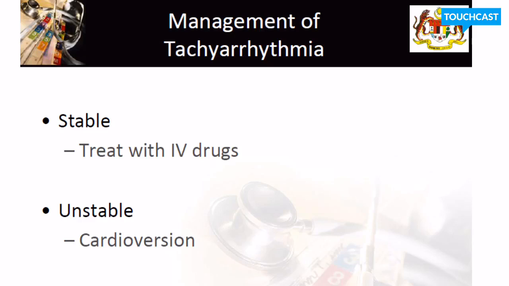If stable, then you may treat with drugs. For example, SVT, you treat with adenosine first line, but if the patient has a contraindication to adenosine, such as asthma, then you need to go with verapamil. In a patient with fast AF, if the patient has concomitant heart failure, digoxin might help. If not, again, you may use verapamil. If the patient is allergic to verapamil or has any contraindication to verapamil, you may use amiodarone.